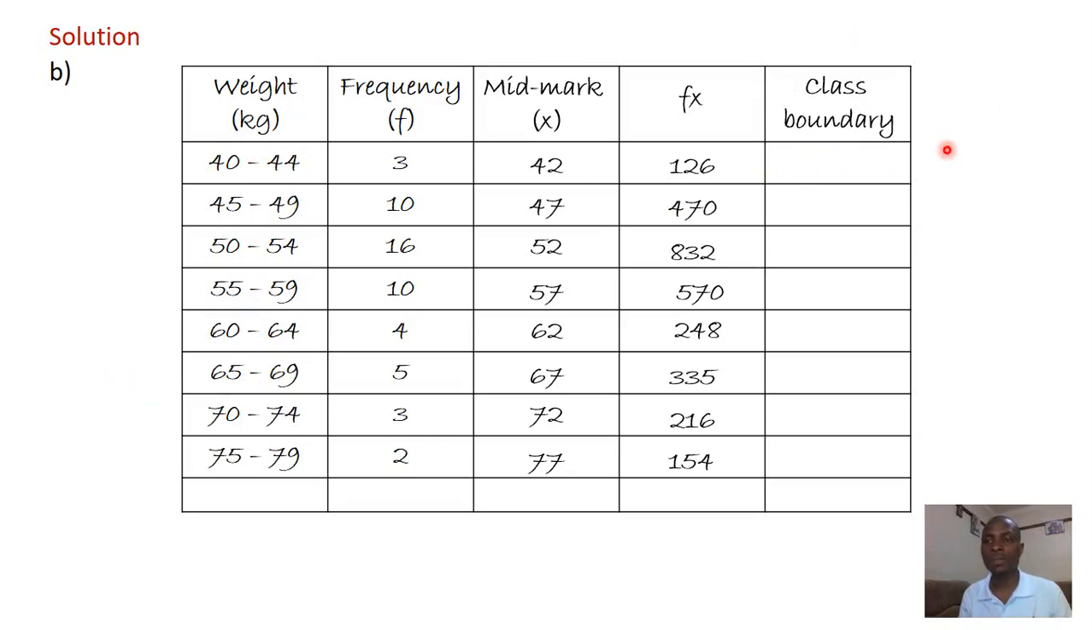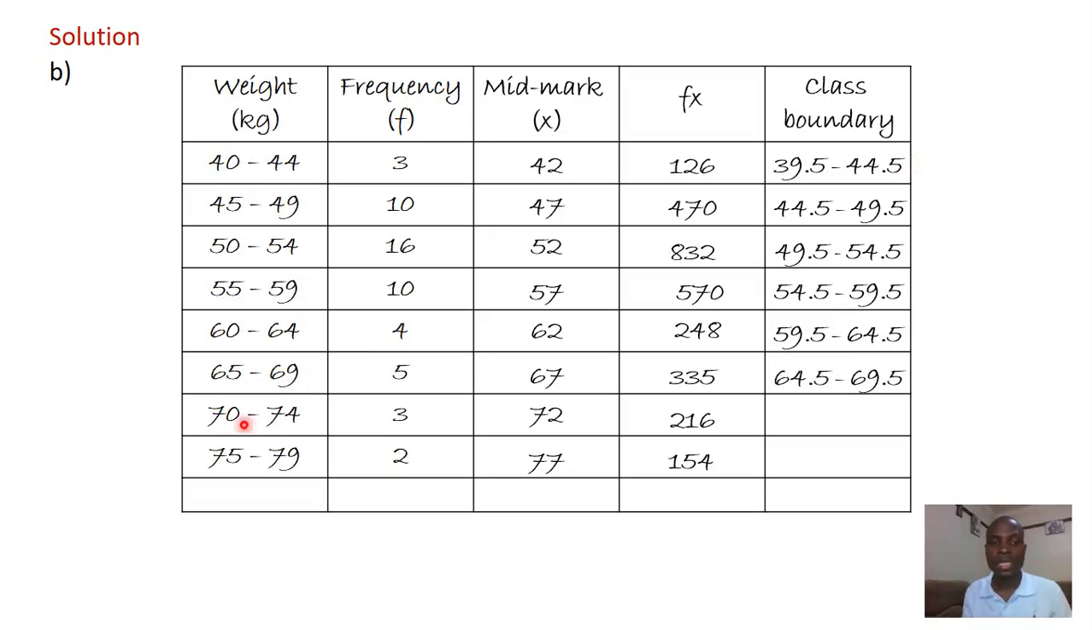So very fast we can do this. So for this we shall have 39.5 to 44.5. Then the next is 44.5 to 49.5. The next is going to be 49.5 to 54.5. Then the next is 54.5 to 59.5. The next is 59.5 to 64.5. Next is 64.5 to 69.5, and then the next is going to be 69.5 to 74.5, then lastly 74.5 to 79.5.